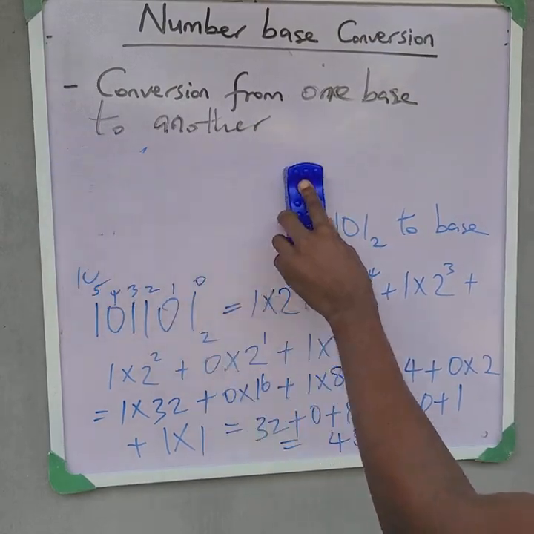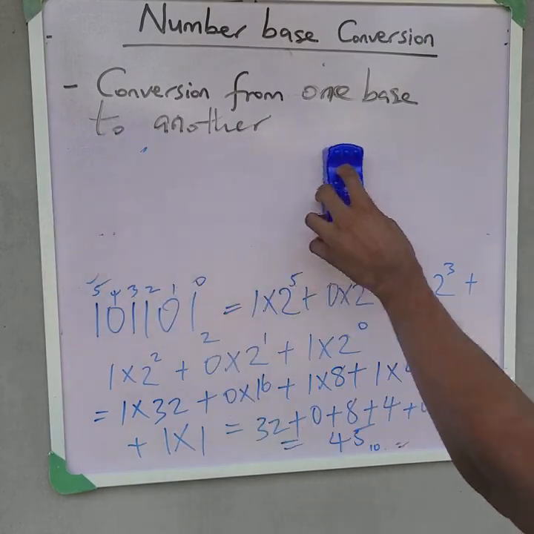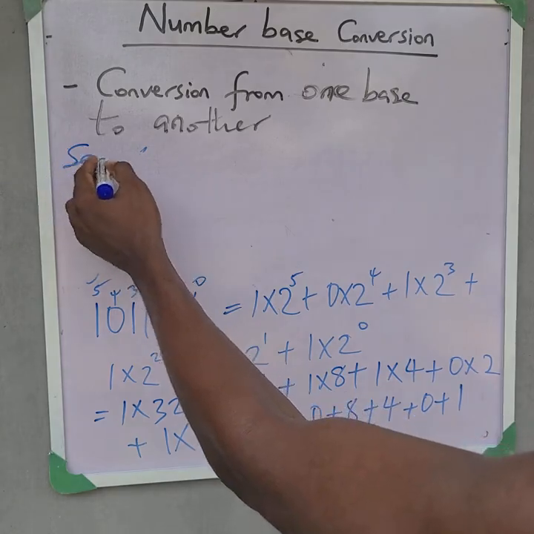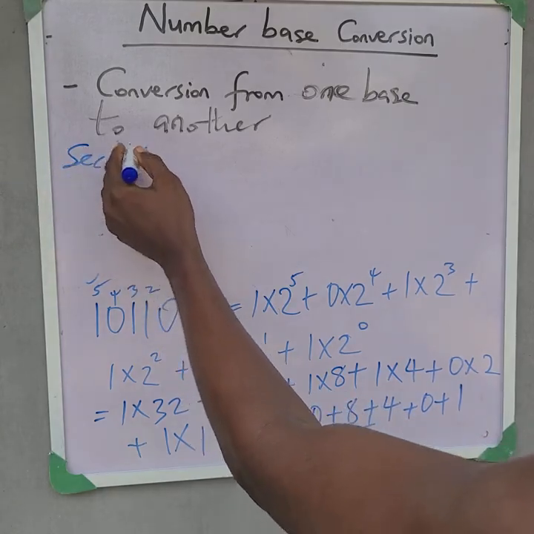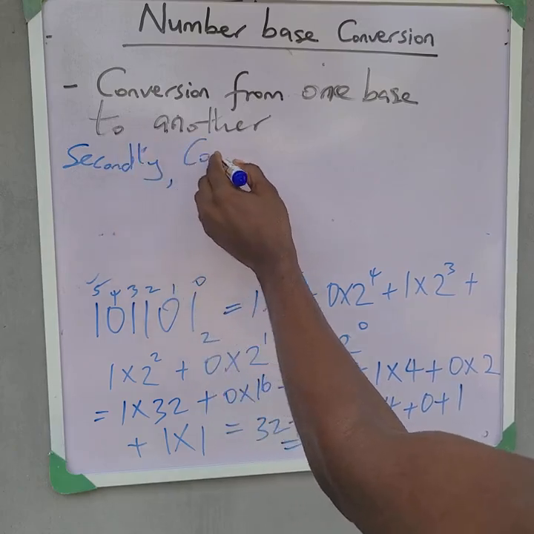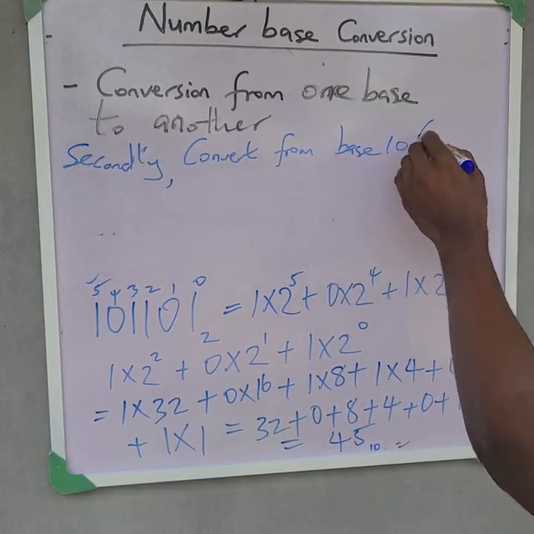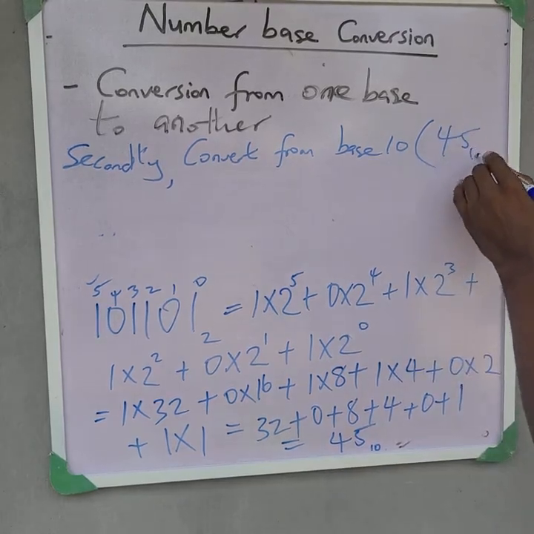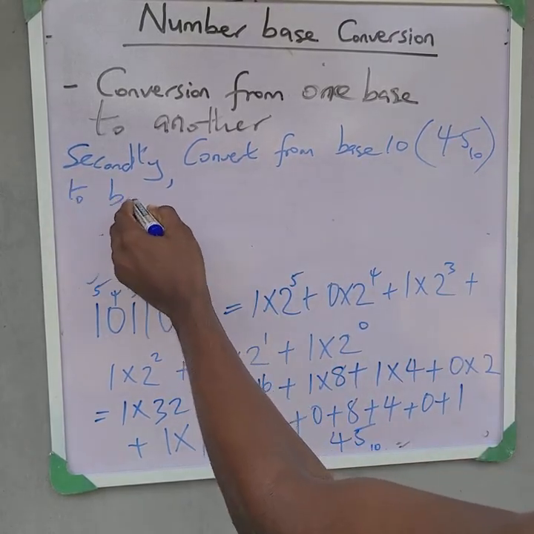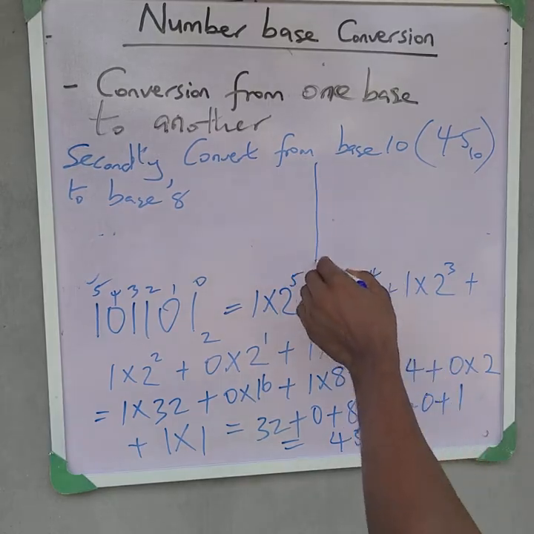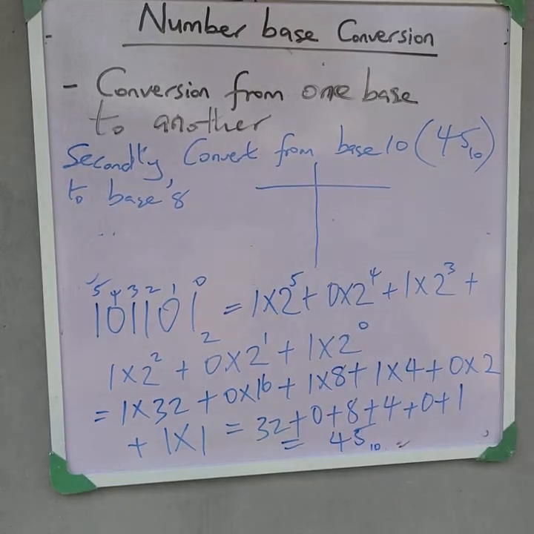So the next thing we are going to do is to convert from base 10 to base 8, since the question says we should convert to base 8. So secondly, we convert from base 10, and that is 45 in base 10 now, to base 8, the required base. All right, so how do we do that? The same approach we used while converting from decimal to other bases.